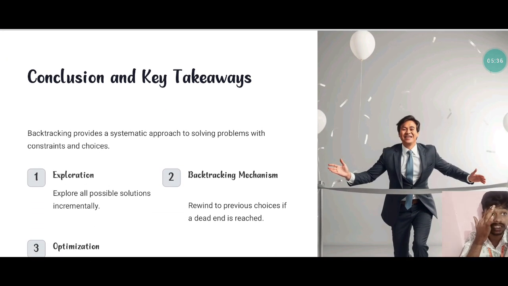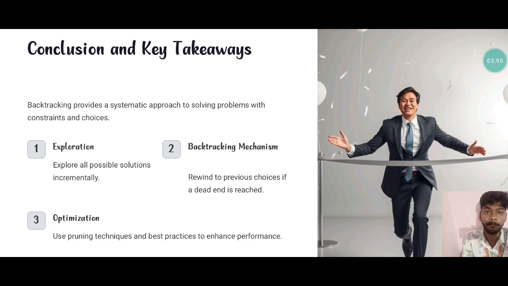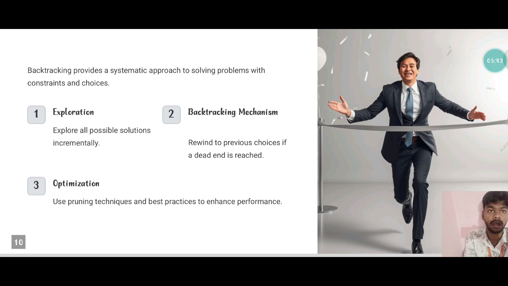Conclusion and key takeaways. Backtracking provides a systematic approach to solving problems with constraints and choices. First one, exploration: explore all possible solutions incrementally. Second one, backtracking mechanism: rewind to previous choices if a dead end is reached. Third one, optimization: using pruning techniques and best practices to enhance performance.